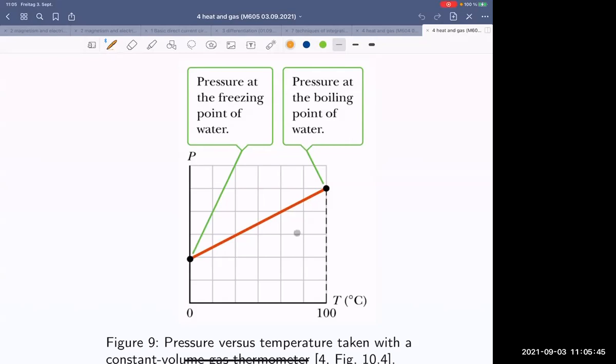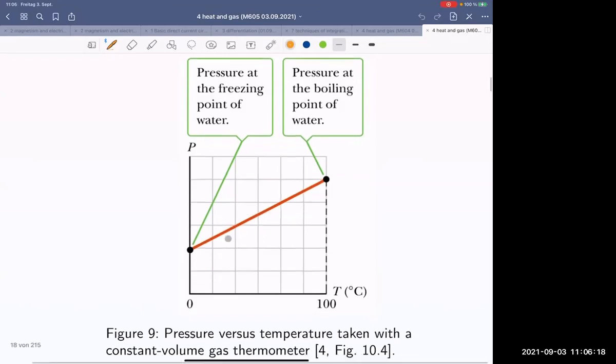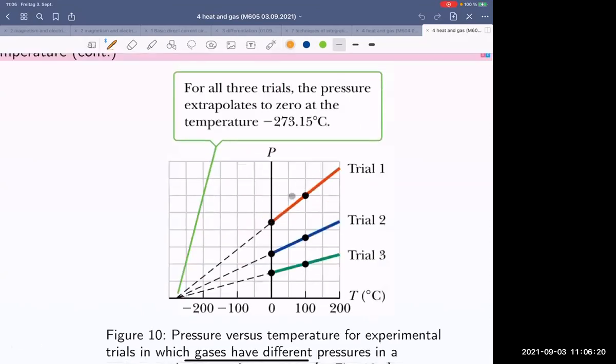For example, in this one, if they control the volume of the gas to be constant, and if they let the temperature be higher, what they could observe is an increasing amount of pressure too. There is an increasing pressure too.